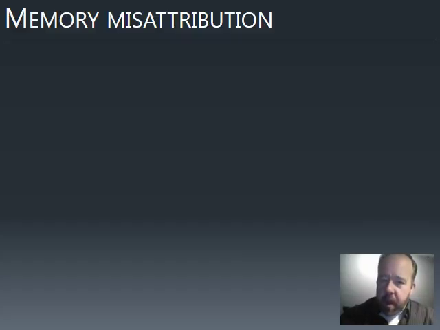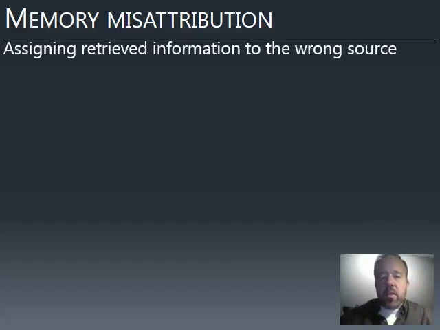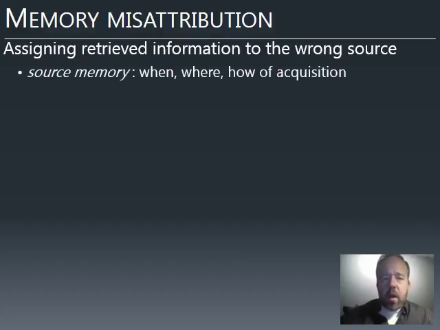Another error that we make is what is called memory misattribution. And this is where we retrieve the information successfully, but we assign it to the wrong source. We get some part of it wrong in terms of our recollection. And so this brings up the idea of what is called source memory, which is the sort of the when, where, and how of acquisition.